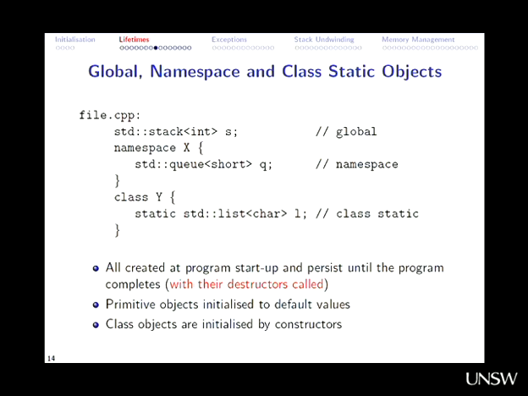Primitive objects are initialized to default values. Class objects are initialized by their constructors. So now we've gone through three. Local objects only exist while they're in scope. Temporary objects only exist while they're basically needed, so they have very, very short lifetimes. Globals exist for eternity.